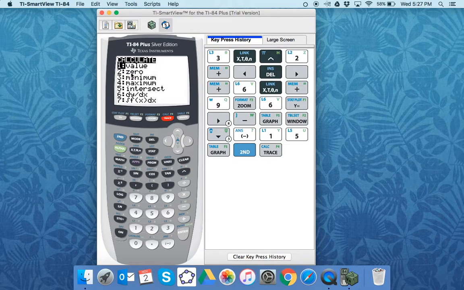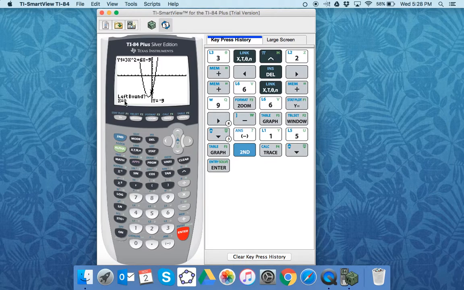So if I want to find the x-intercepts, I go to second trace, which gives me the calculation options. And remember, we can call them x-intercepts, zeros, roots, solutions. They all mean the same thing. So I'm going to find a zero. And it asks me the left bound, and then it's going to ask me the right bound. So I need to go to the left of it, and I need to go to the right of it.